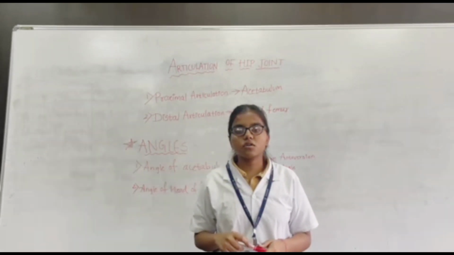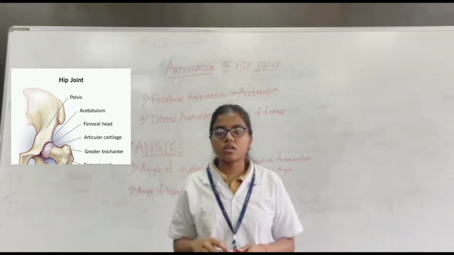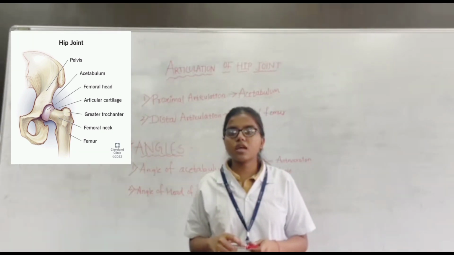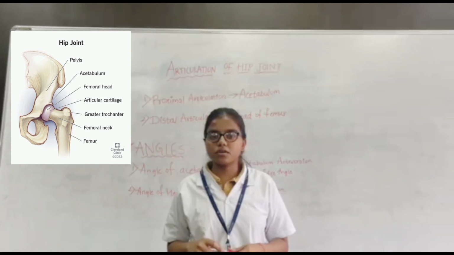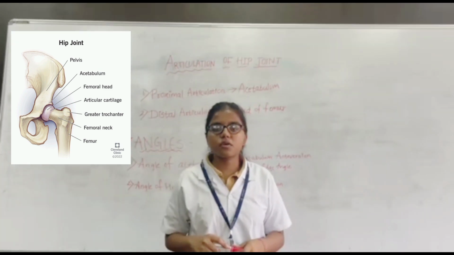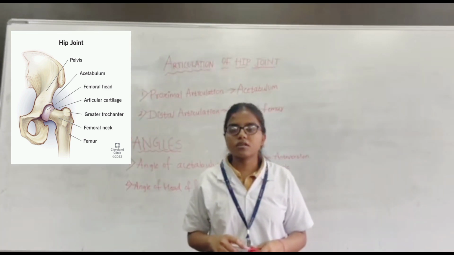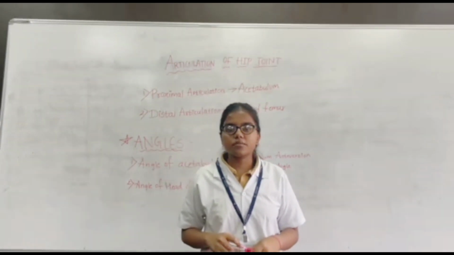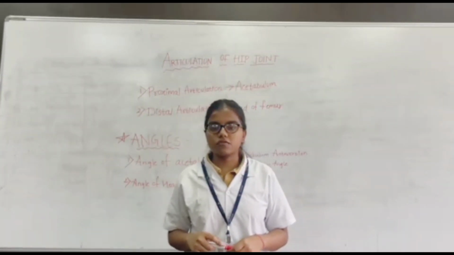As we all know, the hip joint is a ball and socket synovial joint formed by the articulation between the pelvic acetabulum and the head of the femur. It forms a connection from the lower limb to the pelvic girdle and thus is designed for stability and weight bearing rather than a large range of movement.